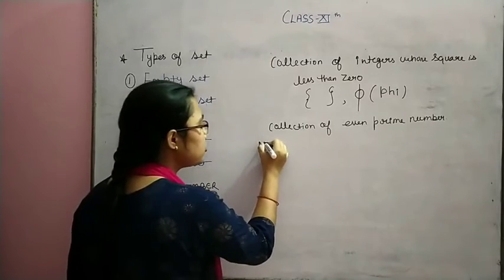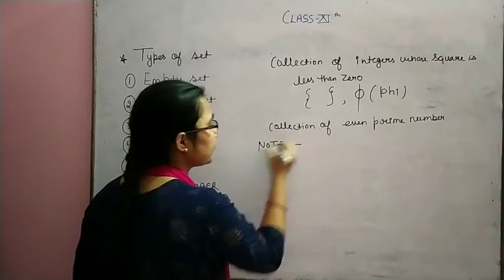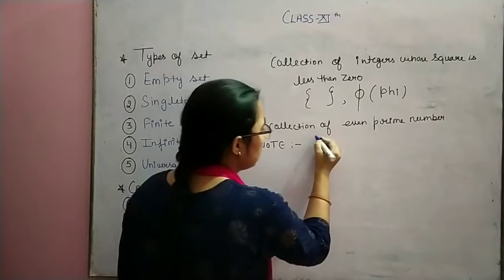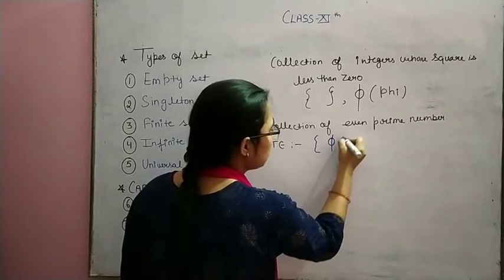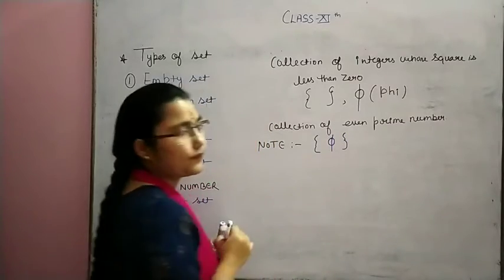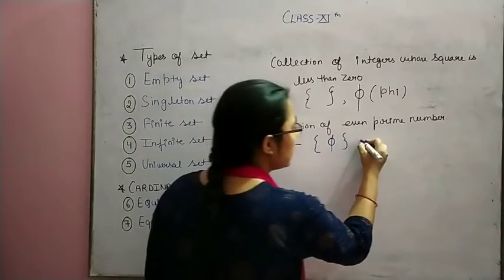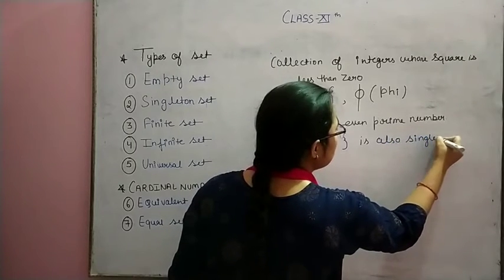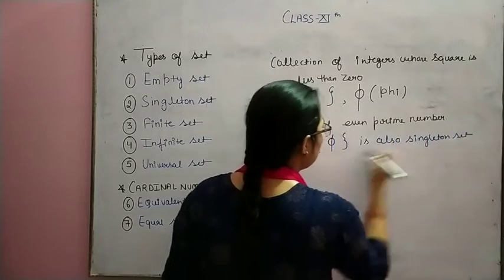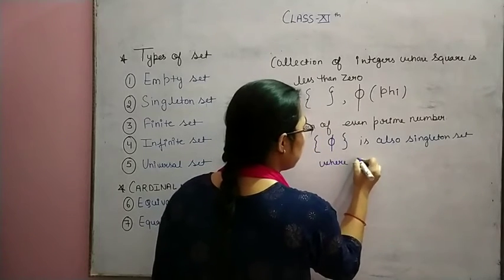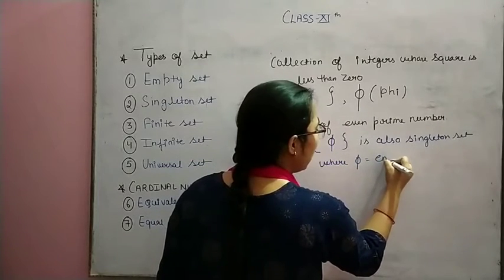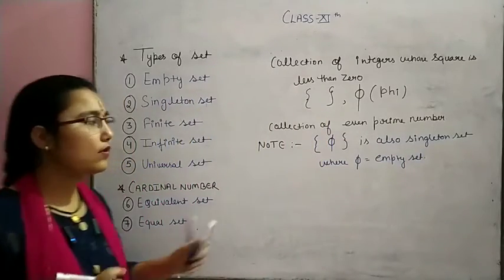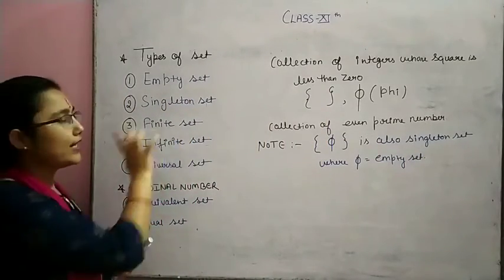But one point should be noted. The set {phi} is also a singleton set, where phi denotes the empty set. Okay. Now come to the finite set.